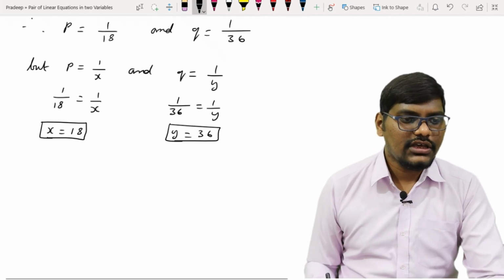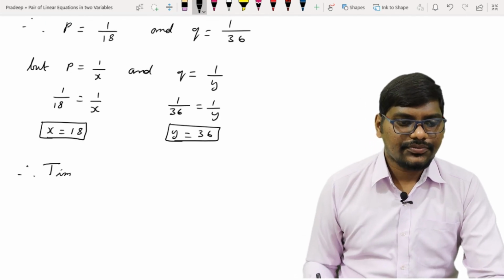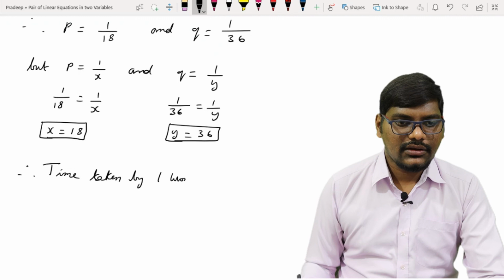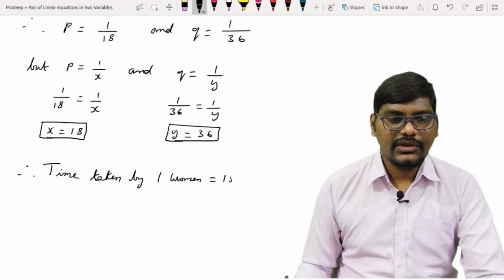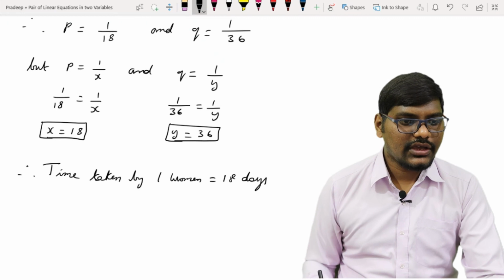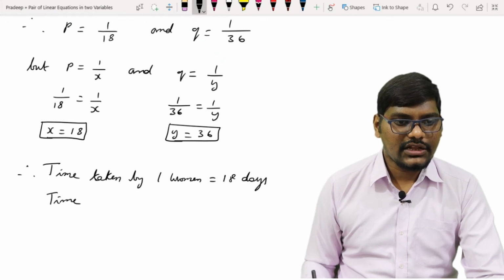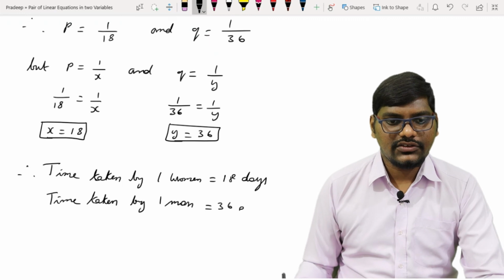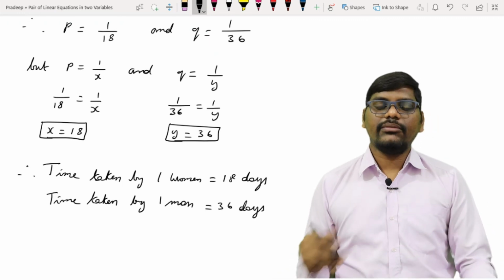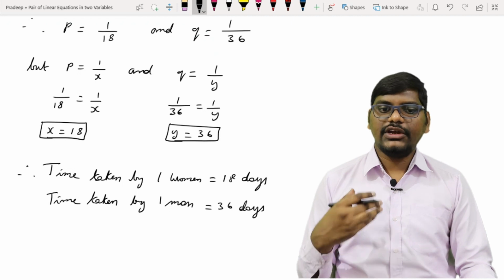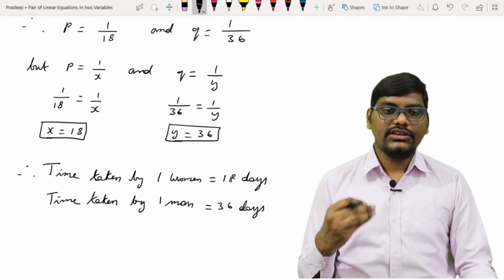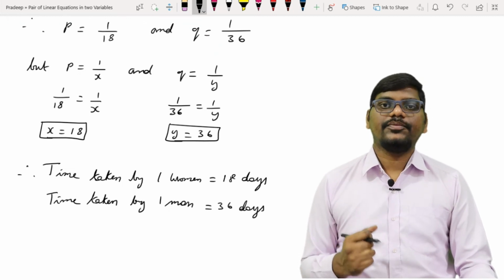So we'll write the conclusion. Therefore, the time taken by one woman to complete that work is 18 days. Now we'll write for the man also. The time taken by one man is 36 days to complete the same work, which means the woman is working faster. She is completing the same work in 18 days, whereas the man is taking more time. He is completing the same work in 36 days.